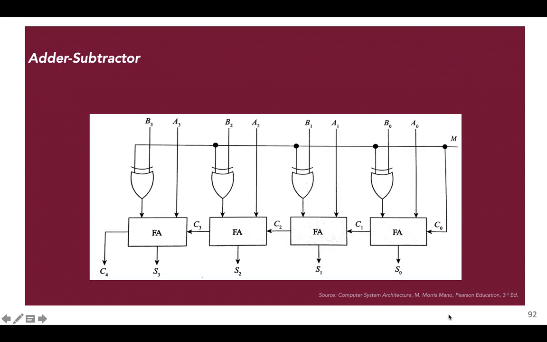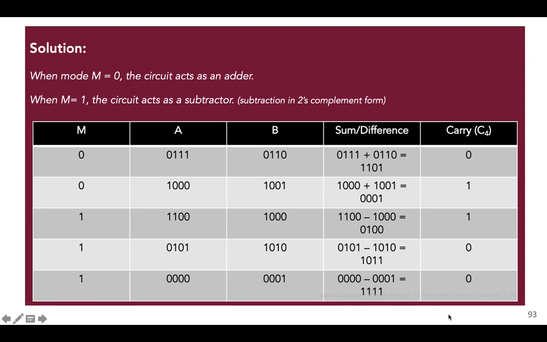This is the adder subtractor in case you forgot. All right. And I think this is simple enough. When mode is 0, the circuit is supposed to act as an adder. And when mode is 1, the circuit is supposed to act as a subtractor. And the subtraction is very important. It's performed in 2's complement form. So whenever the mode is 0, like in this case, all you have to do is simply add A and B. This is the sum, this is the carry. Make a note of all of these. This is the sum, this is the carry.